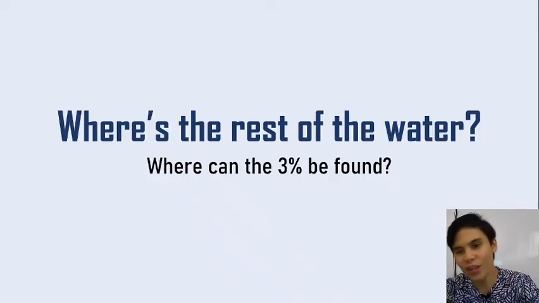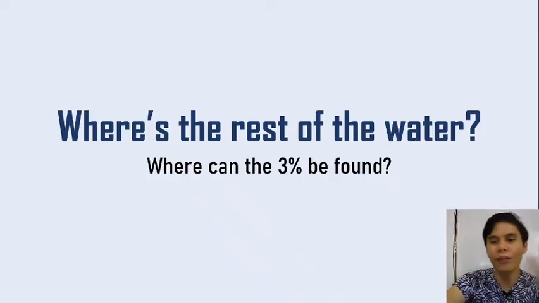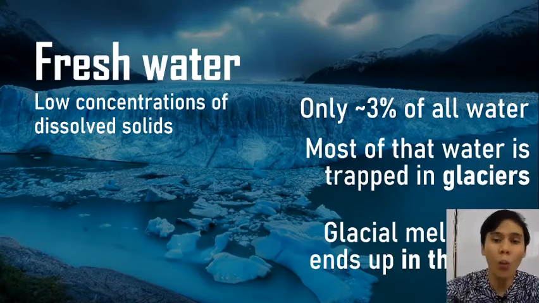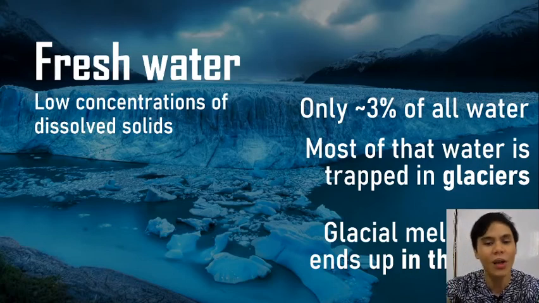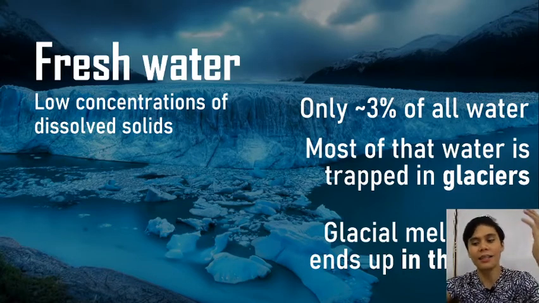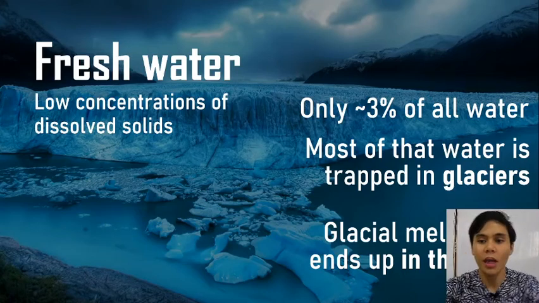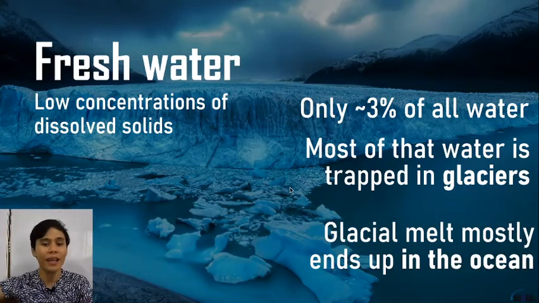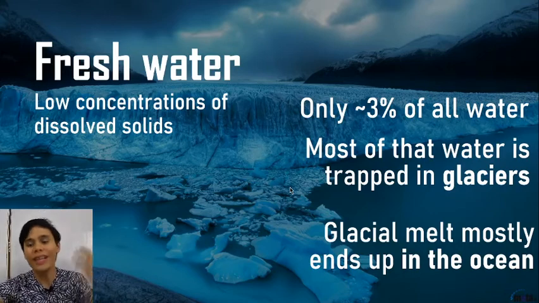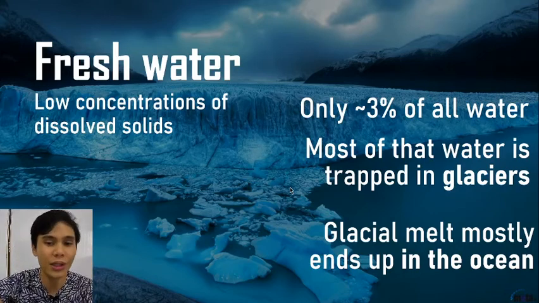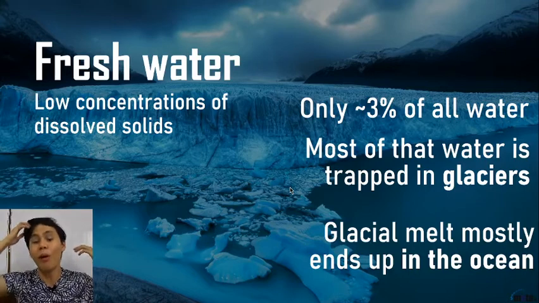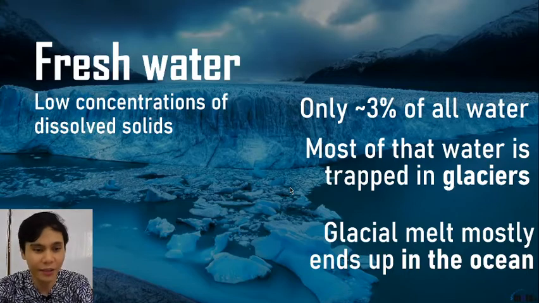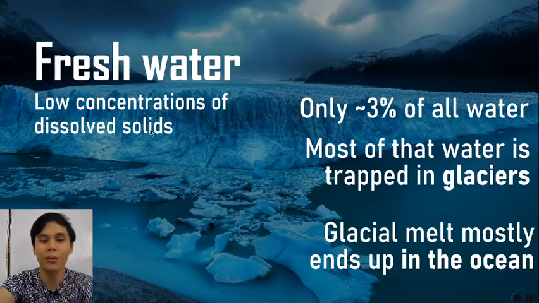So where's the rest of this water? Where's the 3%? If the ocean is the 97%, the 3% is the fresh water. These are waters with low concentrations of dissolved solids, so less salts, less dissolved minerals. But only about 3% of all water is fresh water, and most of it is trapped in glaciers. Glacial melt mostly ends up in the ocean. So what this means is that the majority of fresh water in glaciers will eventually end up in the ocean. So it's also not readily available.